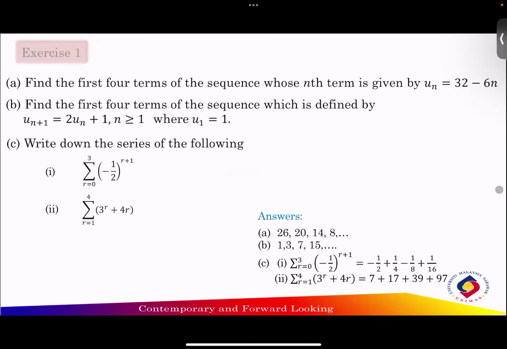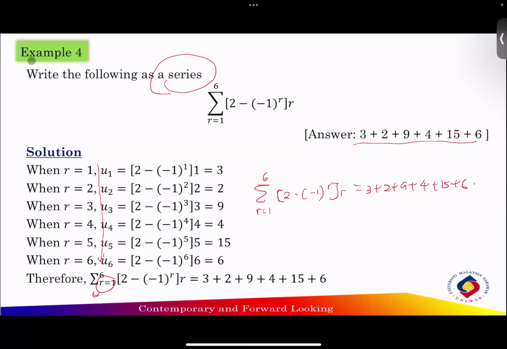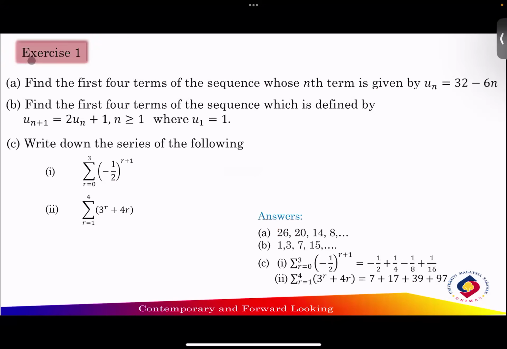Okay. So now, here we go. We have tried the example already. Now we go for exercise number 1. Find the first 4 terms of the sequence whose nth term is given by un equal to 32 minus 6n. Next one, find the first 4 terms of the sequence which is defined by un plus 1 equal to 2un plus 1, n is greater than or equal to 1, where u1 is equal to 1.